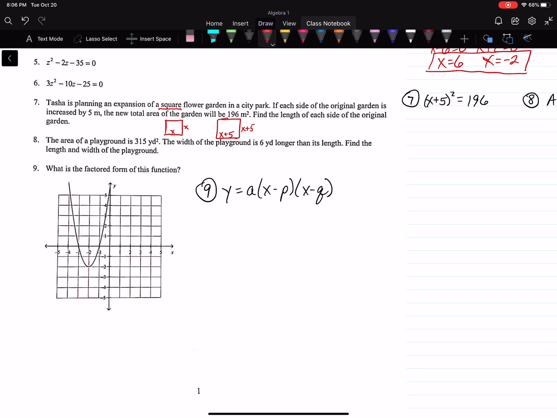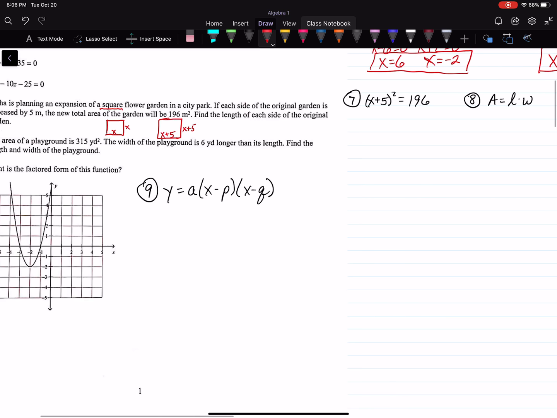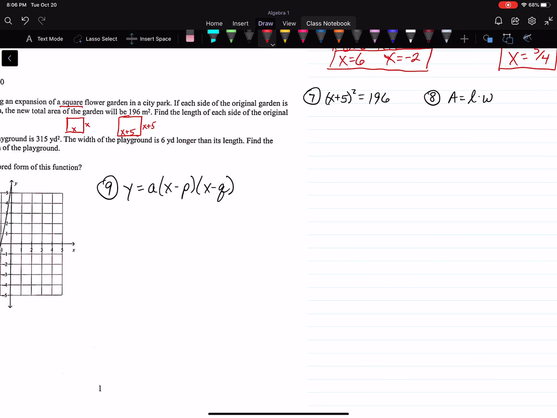So if I were to find the area of the bigger square, I'm just going to say X plus 5 times X plus 5, which would be X plus 5 squared. That's what I have written down here already, okay? And it equals 196. They told us what the area was. And so I just solved that for X. So to get rid of that square, I'm going to take the square root. That will be X plus 5 equals plus or minus the square root of 196. So the square root of 196 is 14.